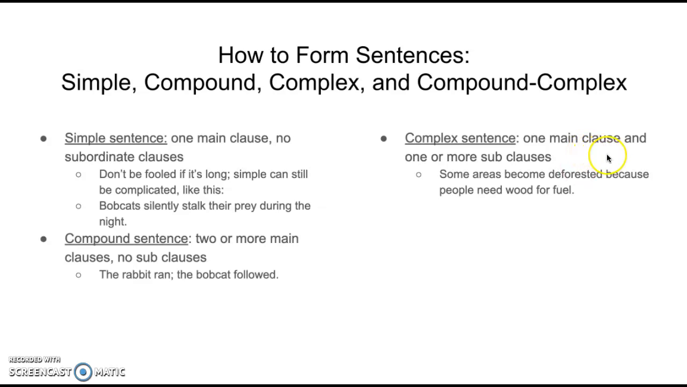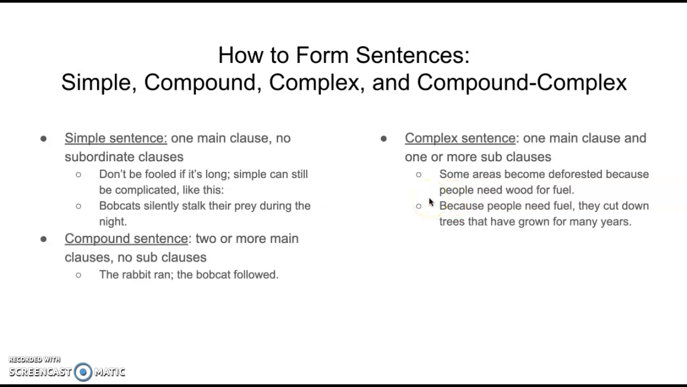If you were to chop this sentence in half right here, everything this way could stand on its own as a main clause. Some areas become deforested, but this guy over here can't stand on its own. Because people need wood for fuel, that's a subordinate clause. The simple subject being people, simple predicate being need. This has to be connected to a main clause to make sense.